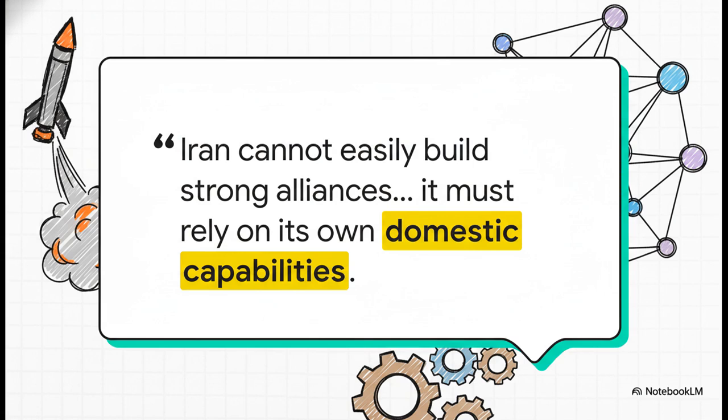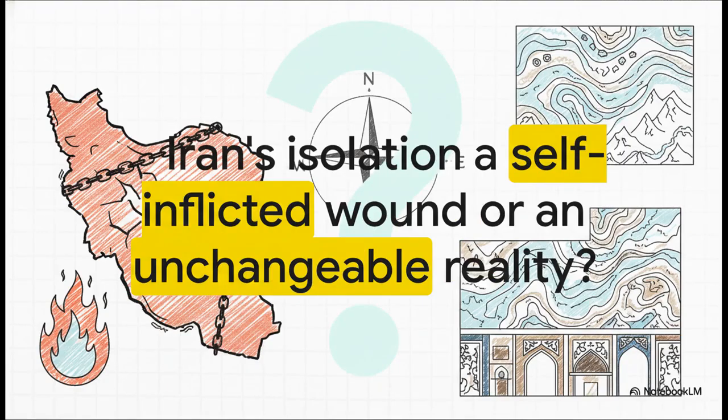And what does that do? It forces this deep-seated culture of self-reliance. Whether we're talking about the missile program that was born out of the war with Iraq or the asymmetric network of the axis of resistance, Iran's foreign policy is built on one core assumption: in the end, they can only truly depend on themselves.